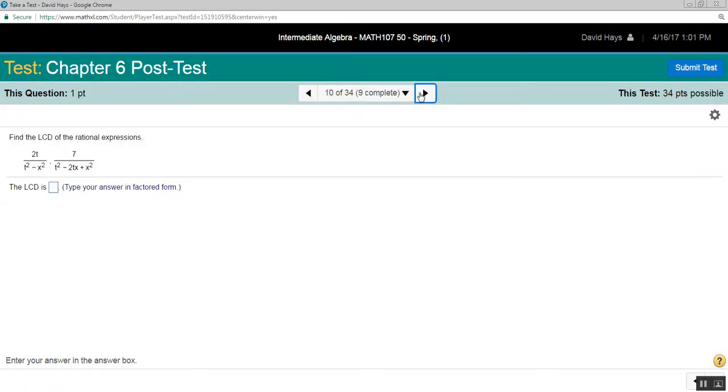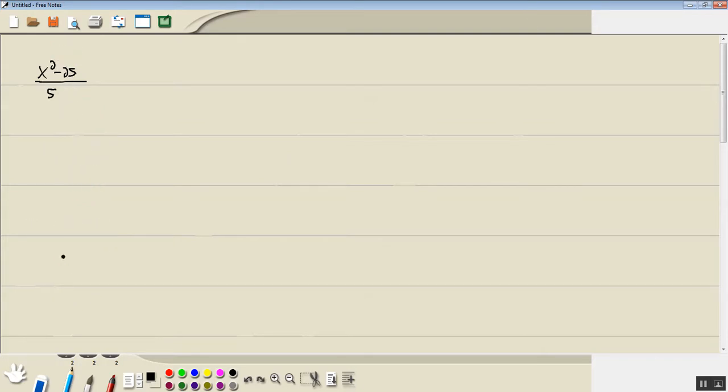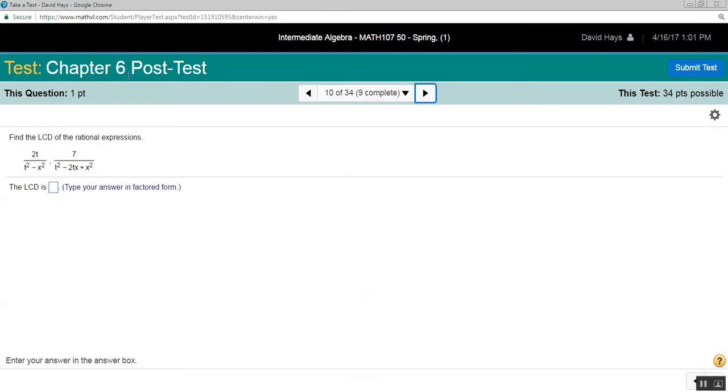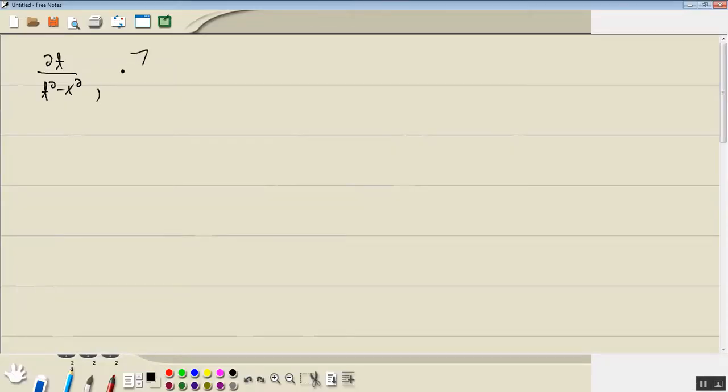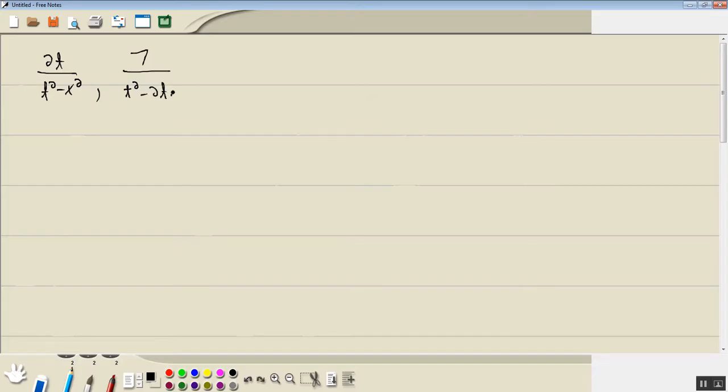And let's take a look at this problem. I want to factor or find the LCD of the rational expressions. So I'm going to clear this all off. Then we got 2t over t squared minus x squared. And we got 7 over t squared minus 2tx plus x squared.